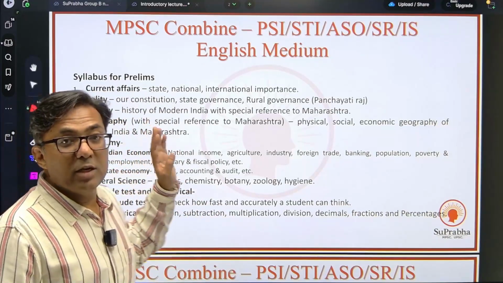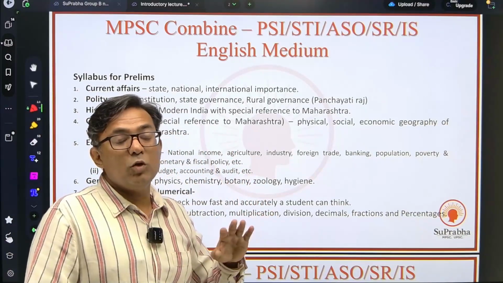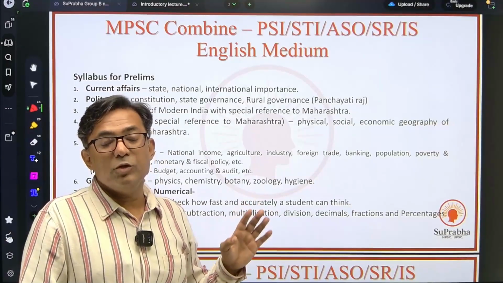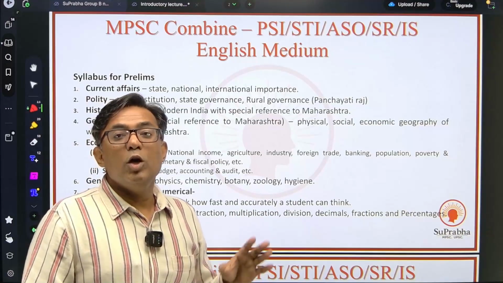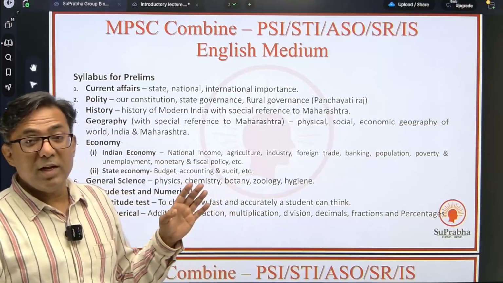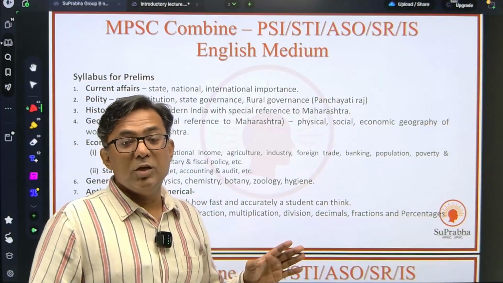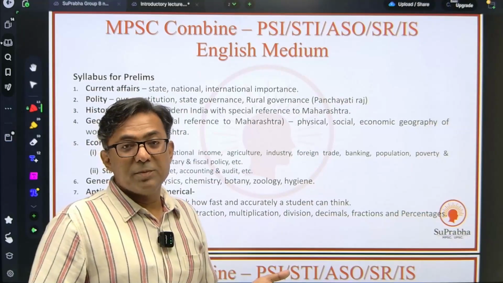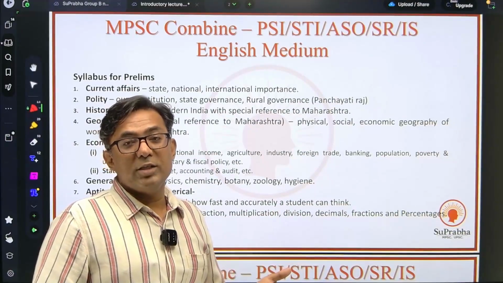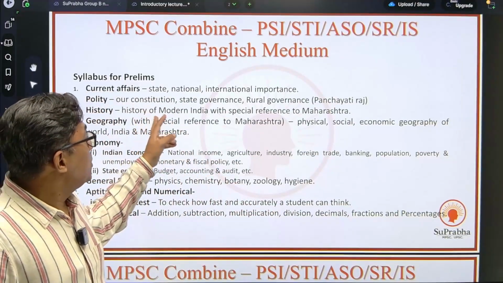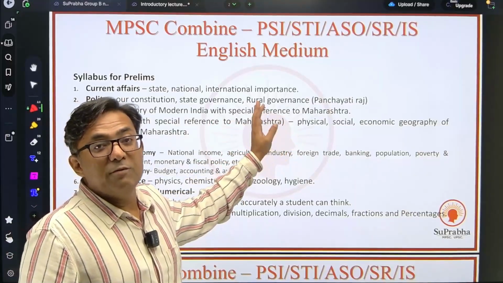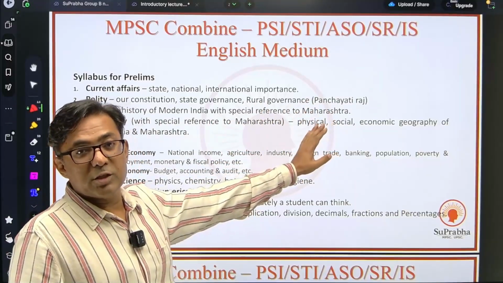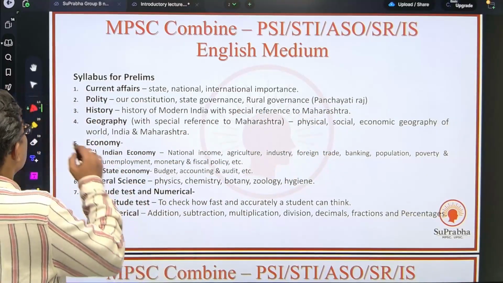Then history, it's history of modern India. You need not do ancient and medieval India. You have to just focus on modern India, that is from the advent of the Britishers or the Europeans in India and how we fought against them as a nation, the nation building. That is modern India, but obviously with special reference to Maharashtra. So this is the third topic, history.